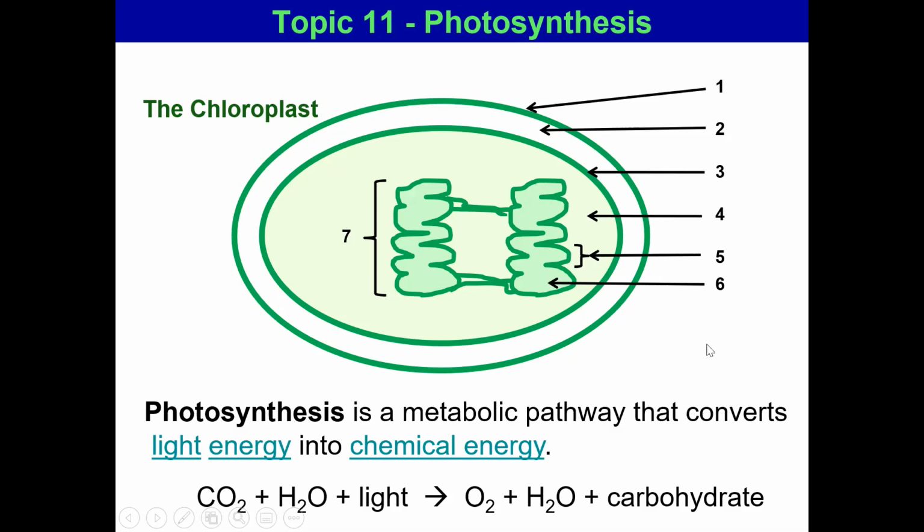Very quickly, I will label this chloroplast. Remember, we have an outer membrane, and we have an inner membrane. Number 2 is the intermembrane space. It's not even important because nothing important goes on in there. But what is important is number 5, which is the thylakoids. And this here is the stroma.